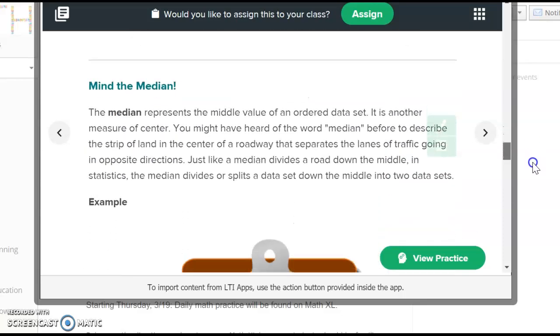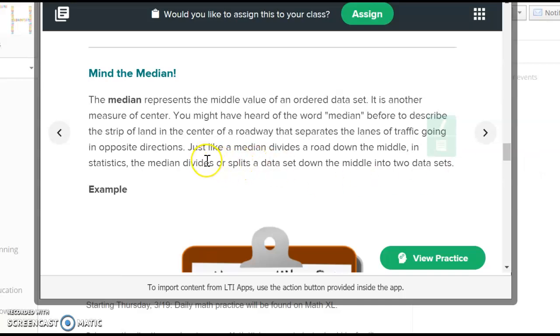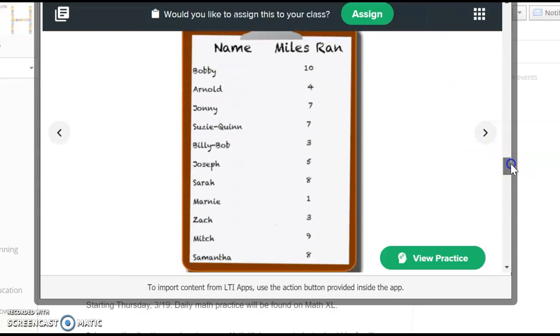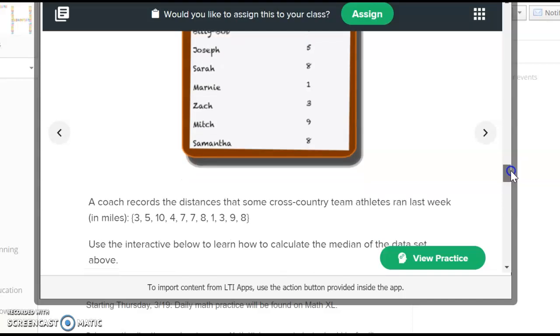Now we're going to get into the median. The median represents the middle value of an ordered data set. It is another measure of center. You might have heard of the word median before to describe the strip of land in the center of a roadway that separates the lanes of traffic going in opposite directions. Just like a median divides a road down the middle, in statistics, the median divides or splits a data set down the middle into 2 data sets. And then you're going to do some practice.